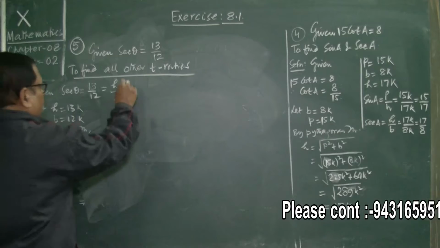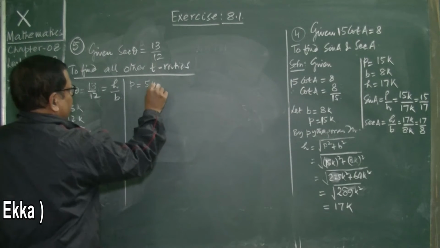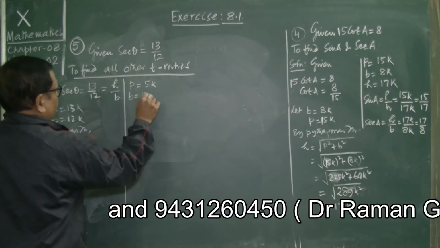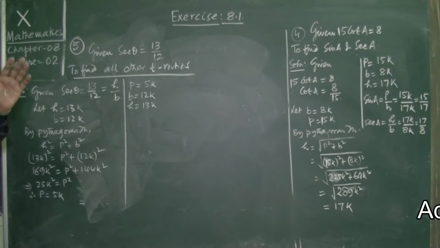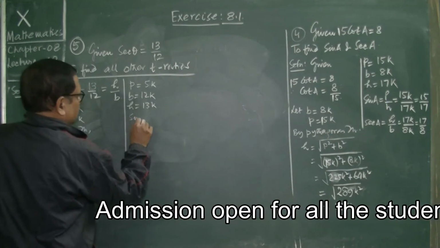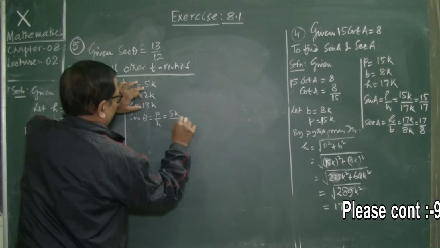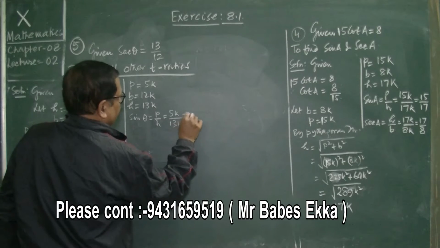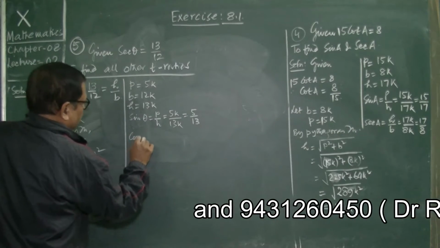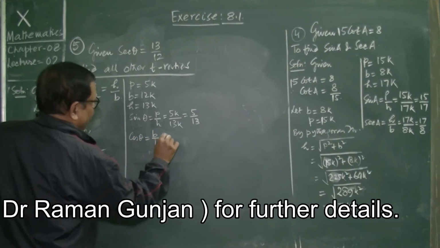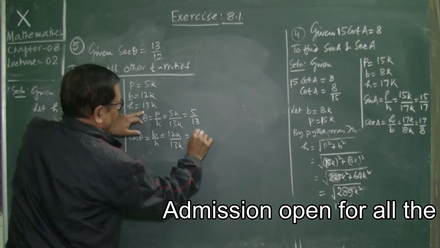Now all the three sides you are having: P equals 5K, just calculated, B equals 12K and H equals 13K. You have to find out the remaining 5 T ratios. The first T ratio is sine theta. Sine theta is P by H. Now your P is 5K upon H is 13K. K and K cancel out. 5 by 13 will be the required answer. Find out cos theta. Cos theta is equal to B by H. Your B is 12K and your H is 13K. So it will be 12 upon 13.